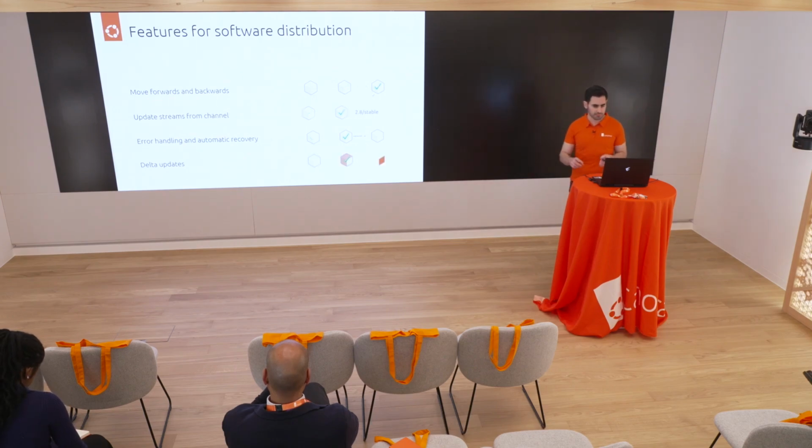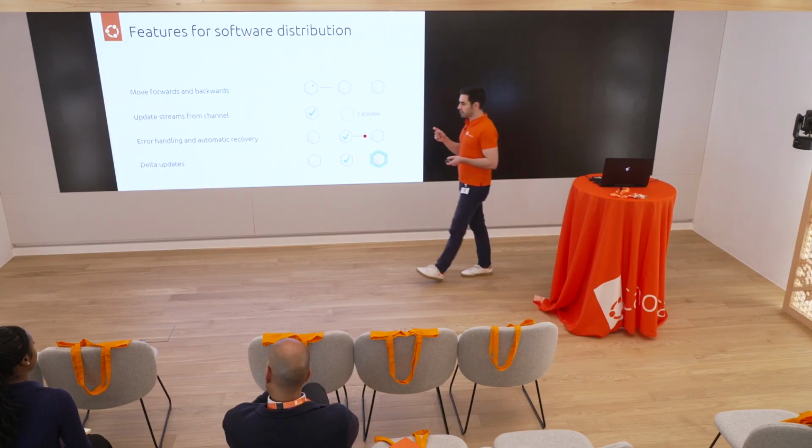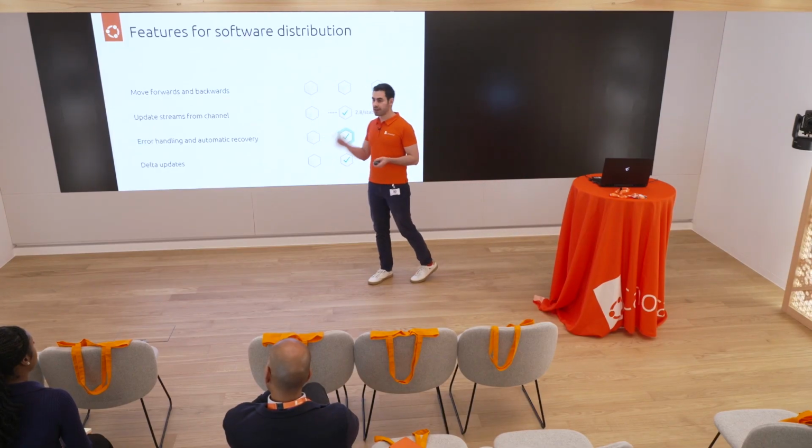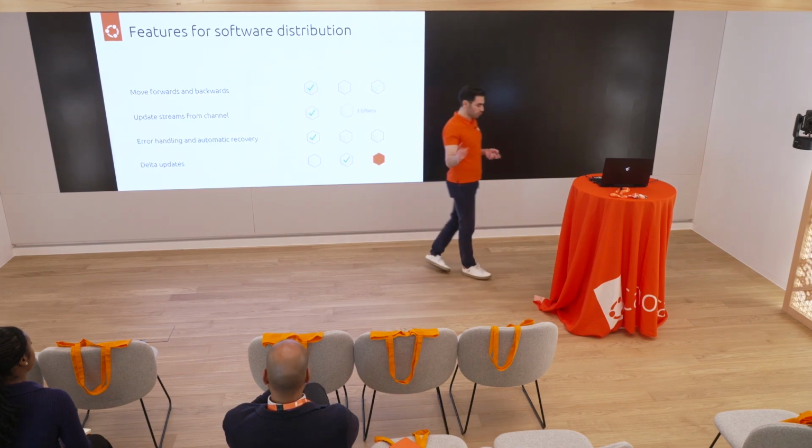And I want to spend some time talking about delta updates. Because as we mentioned, when you have a fleet of devices, normally on the field, they are using expensive satellite internet connection, or LTE. And the data costs are huge when you are updating models that are big, or just updating applications that are big. With snap delta updates, what you are getting is the ability of only updating those binaries that have changed between two revisions.